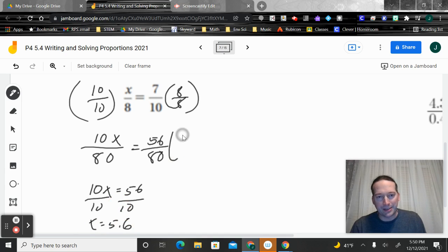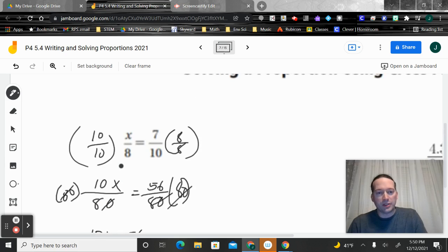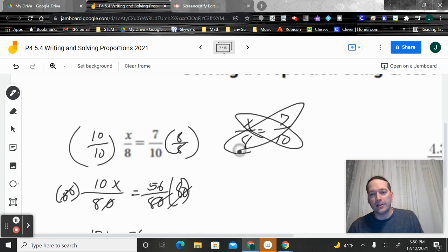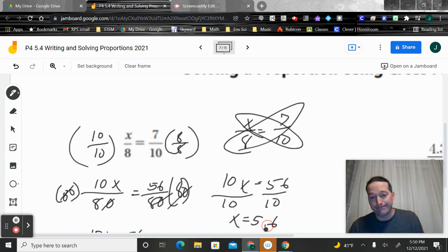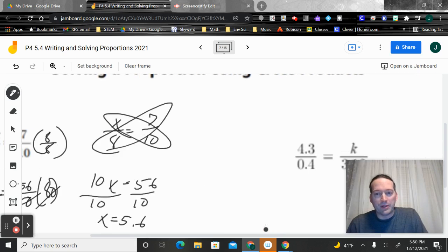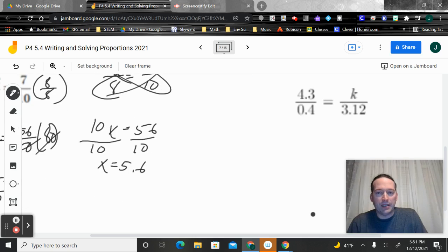Oh, by the way, what's the algebra behind it? If I multiply both sides by 80, I get 10x equals 56. That's the really long way of understanding it. So cross products generally is just multiplying the numerator of one by the denominator of the other. Now, this is the one we use the least because it actually requires the most work. And we know that the more steps you have, the more chance you have to make a mistake.